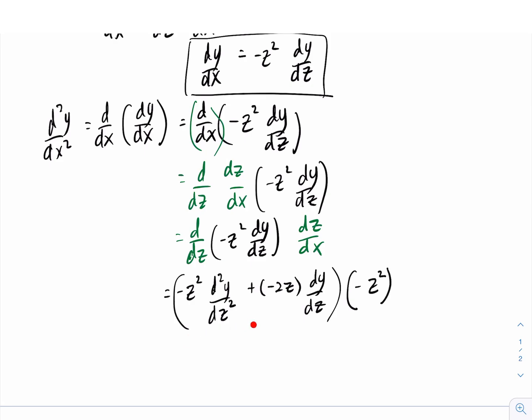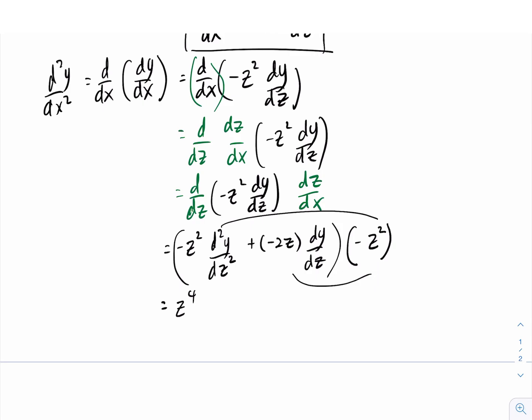What I just did here is use the product rule. So this is our u, this is our v, uv' plus vu', and then our dz/dx here is equal to negative z squared. So we'll simplify this. This is our d²y/dx².